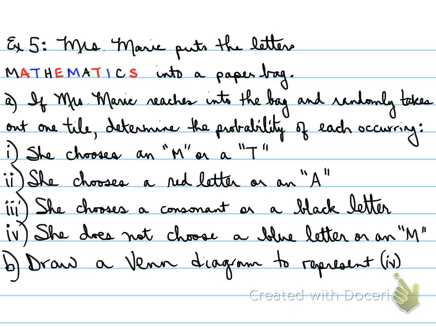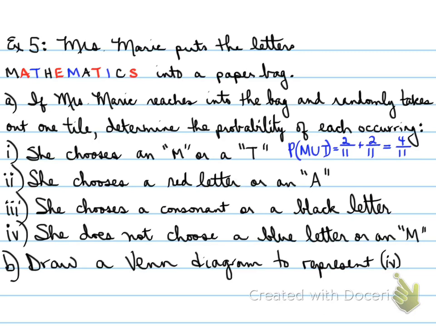So we were doing M or T. The probability of M or T is going to be: how many M's are there? 1, 2. So 2 out of a total of 11, plus 2 T's out of a total of 11. So 2 out of 11 plus 2 out of 11 gives you 4 out of 11. This is the probability of choosing an M or a T.